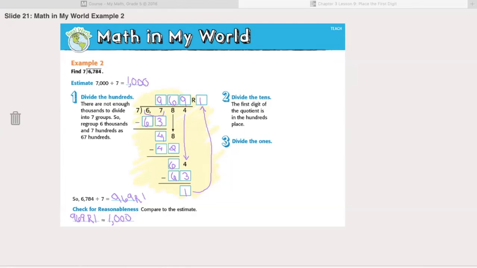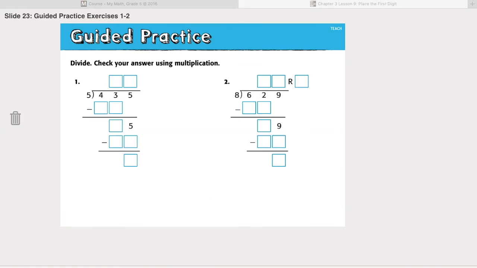Let's go to guided practice. Divide. Check your answer using multiplication. Number 1, can 5 fit into 4? No, it cannot. It is a larger number than 4. So we're going to regroup 4 hundreds as 43 tens, and our quotient will start over the tens place.